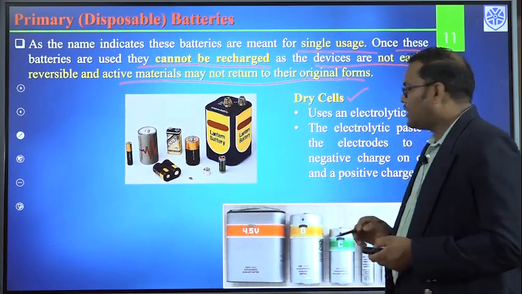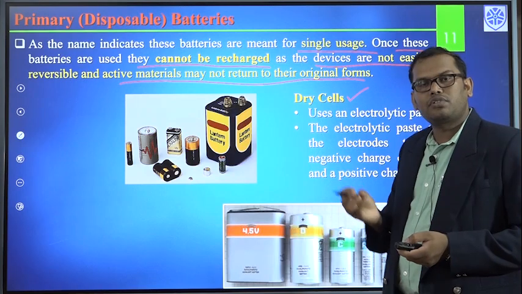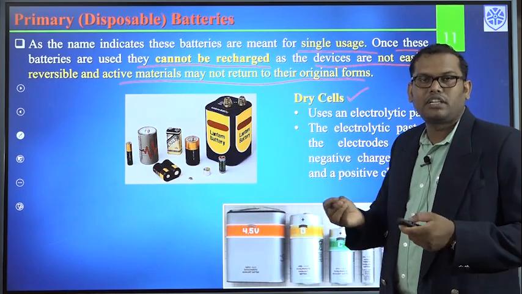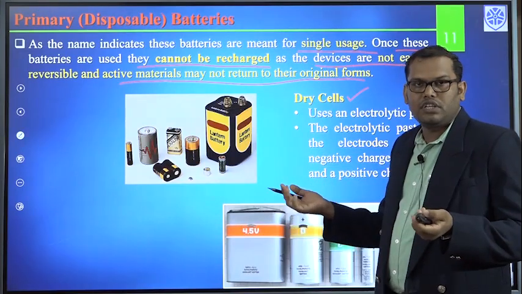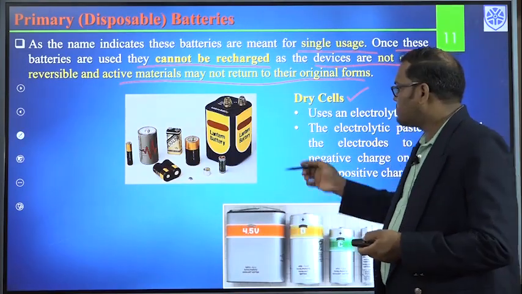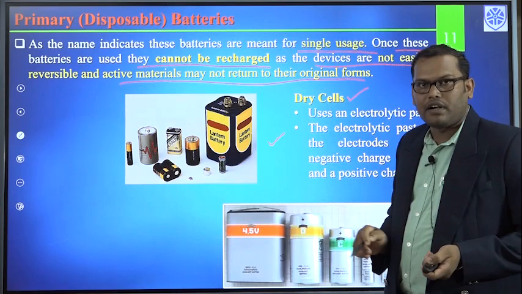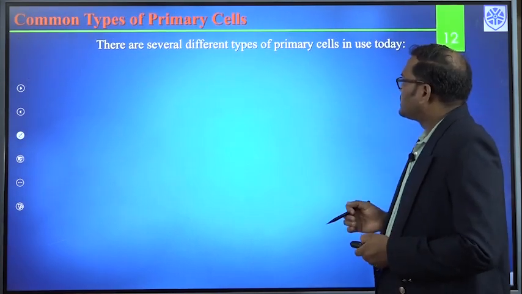So, for example, a dry cell. We basically use two electrodes and we put some kind of electrolyte paste. They react with the electrode and produce the charges and the current, and that is the basic mechanism of the primary battery. So, we will come to the examples.